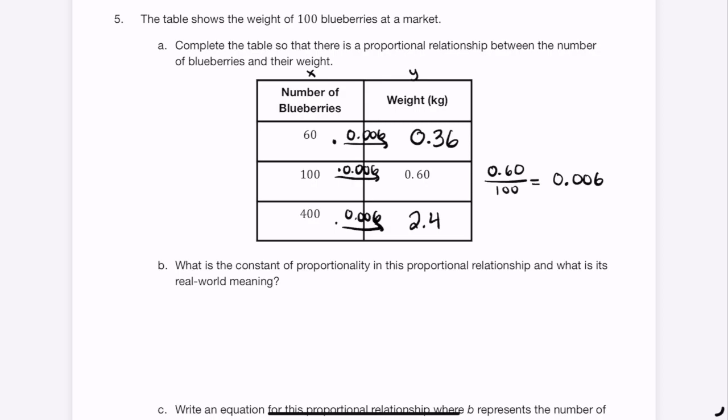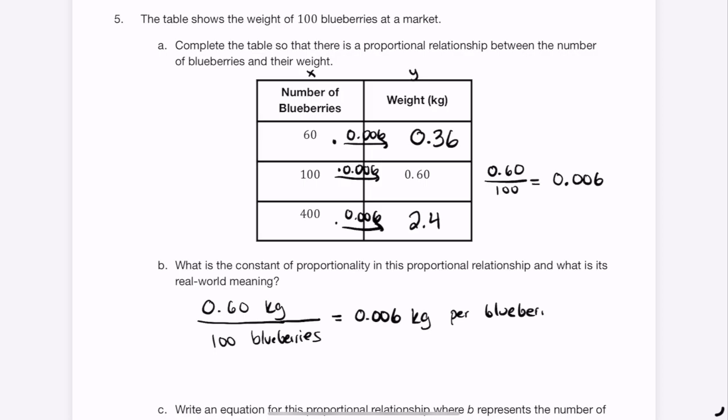If we look at this a little bit more carefully, for the constant of proportionality, we took 60 hundredths kilograms and we divided by 100 blueberries. So when we're doing that division, we're getting a unit rate or a constant of proportionality, that one blueberry weighs 0.006 kilograms.